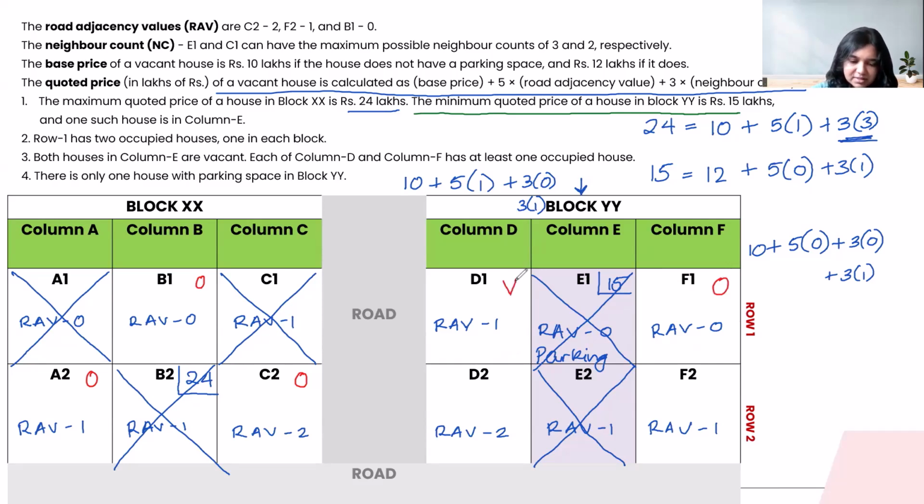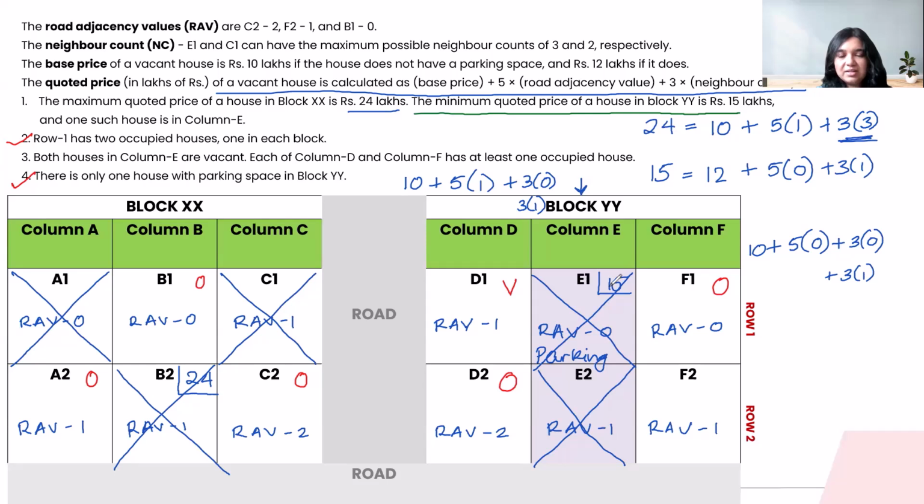So we have considered condition 2 as complete. We have considered condition 4 as complete as well. The third one says both houses in column E are vacant. Each of column D and column F has at least one occupied house. Now coming to this, if column D has D1 vacant, then it has to have D2 as occupied because it has to have at least one house occupied in the column as well. For column F, it completely depends. F1 is occupied, F2 could either be vacant or could be occupied.